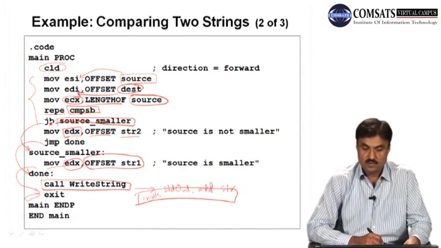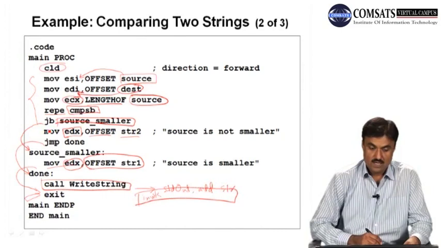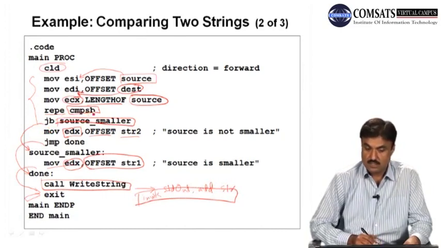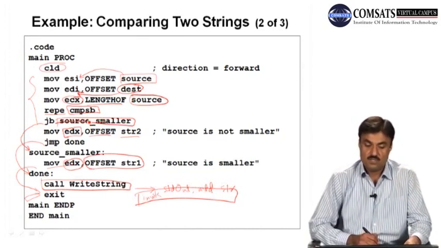If this is below, for example, if there is no value in the source and there is some value inside the destination, we will compare both. If the source byte is below the destination byte, then what will happen? It will jump here to source smaller. Otherwise, it will compare all of them.